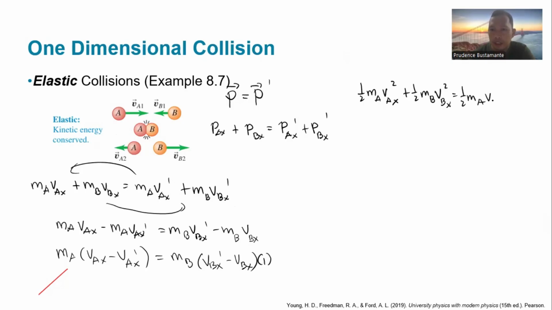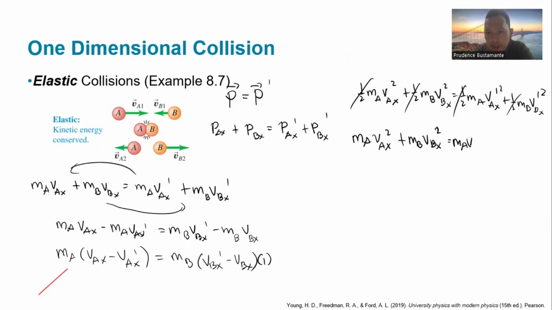MA VAX prime squared plus 1/2 MB VBX prime squared. Okay, we can cancel this one, cancel, cancel, cancel. And we have MA VAX squared plus MB VBX squared is equal to MA VAX prime squared plus MB VBX prime squared.